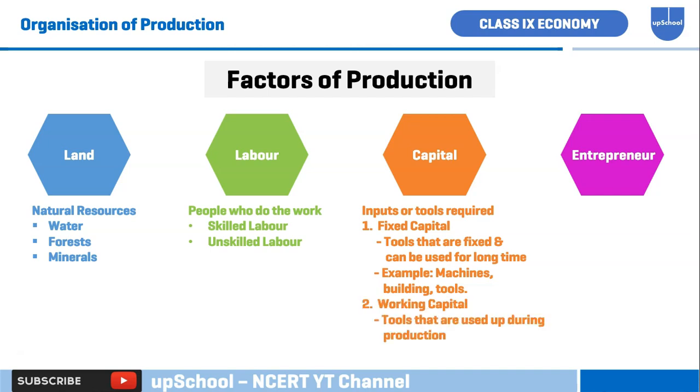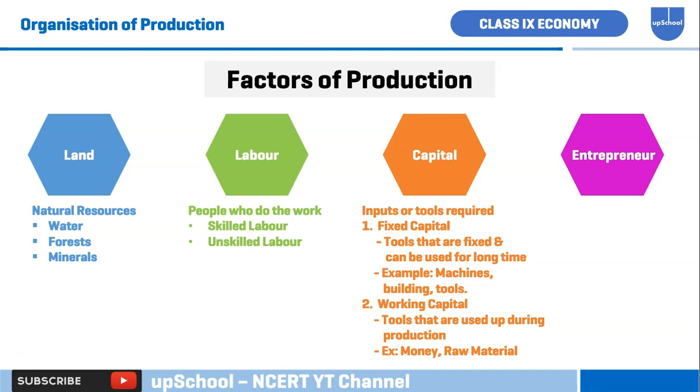Next is working capital. So working capital are tools that are used up during production. So in production, sometimes some capital is either fixed or it just gets used up. For example, money and raw materials. They are the capital, but after the production, they might go away.